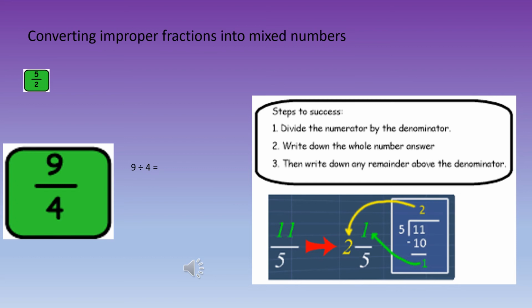So looking at our steps to success, the first thing we have to do is divide the numerator by the denominator. So that would be 9 divided by 4. So 9 divided by 4 would give you the answer of 2 remainder 1.